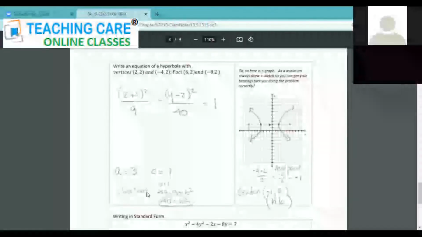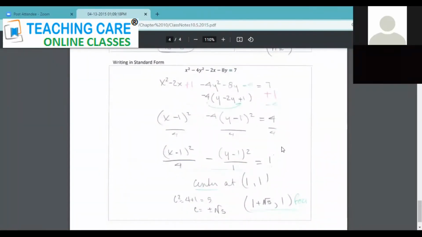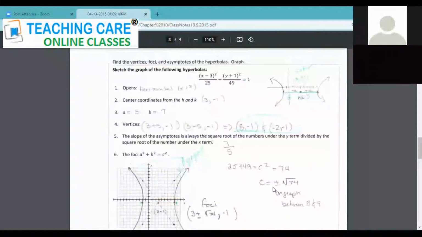So your c squared will be a squared plus b squared, and c squared will be 49. That is 9 plus b squared. So b squared will be 40. Now they have given everything in the form of a total equation. You have to bring it into the standard form of the hyperbola. Again, you can use the completing square method. Since -4 is common for both the things, I'm dividing throughout by that, and from that you are framing it. These are the 3 models you can have.